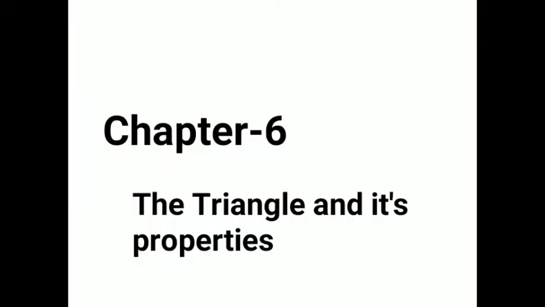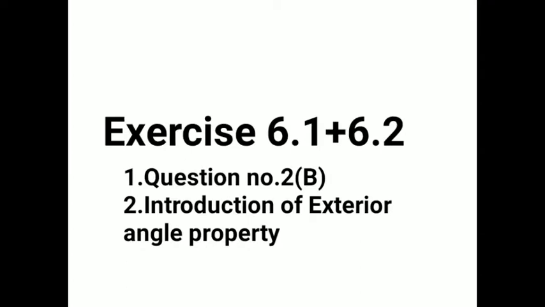Students, you all know that we have started chapter 6, the triangle and its properties, right? In our previous class, we started exercise 6.1 along with the introduction. In this video, we are going to complete our exercise 6.1 first, and then we will proceed to 6.2. We will start with question number 2B of exercise 6.1, alright? And we will proceed to the introduction of the exterior angle property.